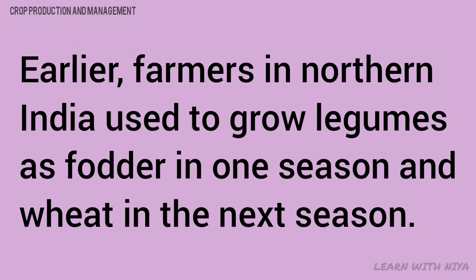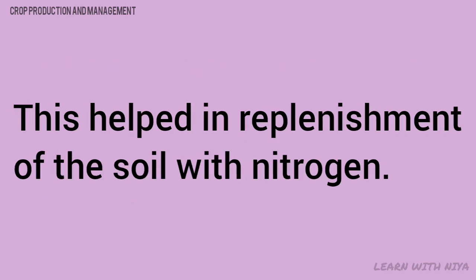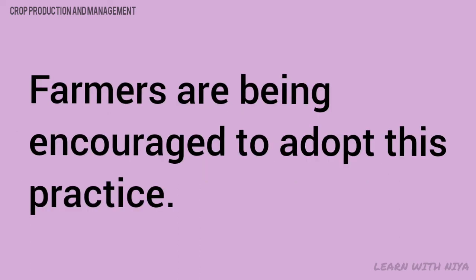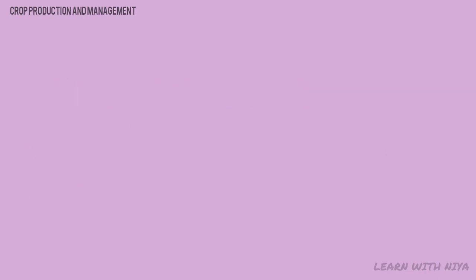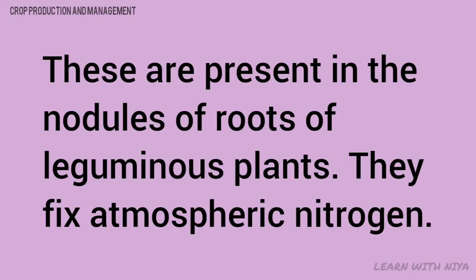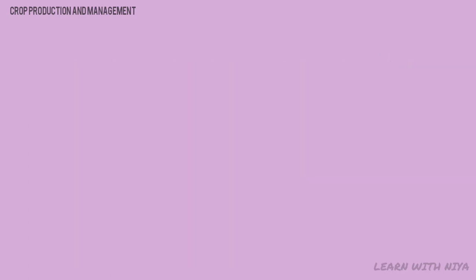Earlier, farmers in northern India used to grow legumes as fodder in one season and wheat in the next season. This helped in the replenishment of the soil with nitrogen. Farmers are being encouraged to adopt this practice. In the previous classes, you have learned about rhizobium bacteria. These are present in the nodules of roots of leguminous plants. They fix atmospheric nitrogen.